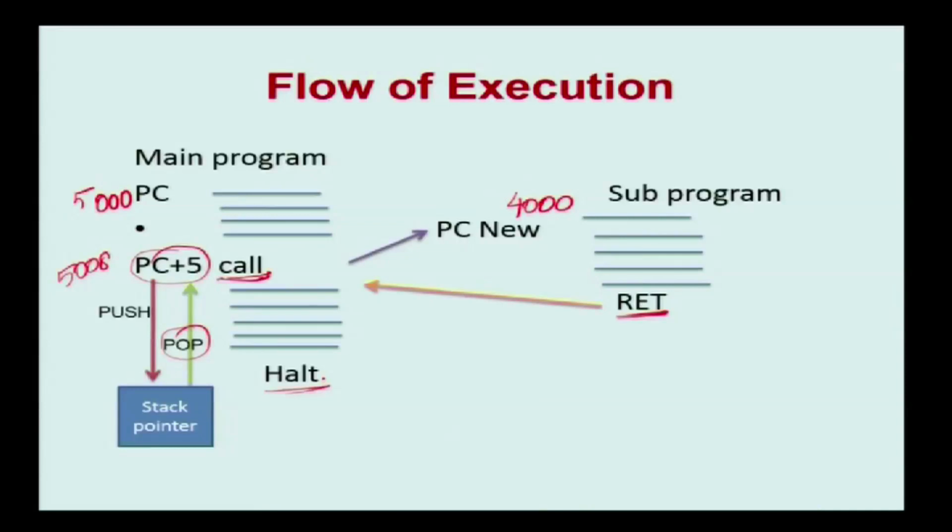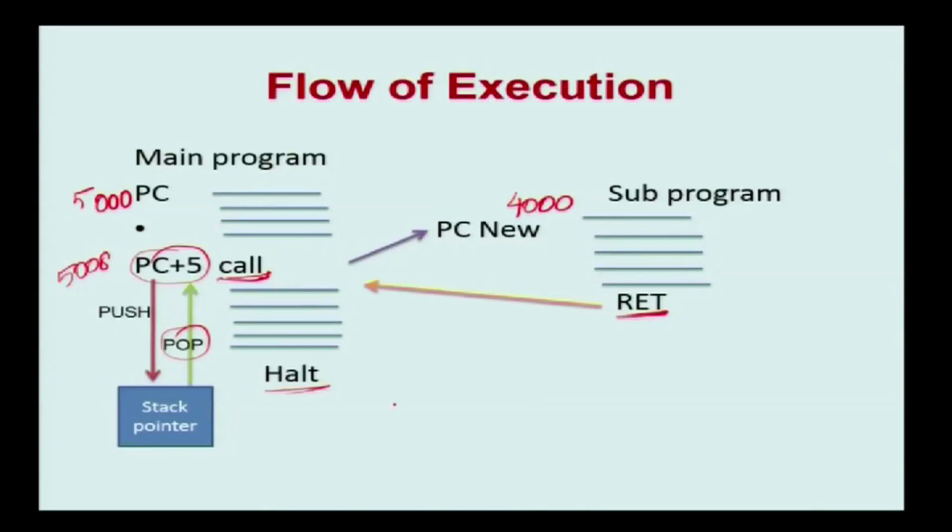Once we start the execution of the program, the starting address will be loaded in the program counter. The program counter address will be automatically increased. Then it will read the next continuous instructions. When it reads the call instruction, at that time it has to switch over to the subprogram. So, it will store the current address into the stack by using the push instruction. Then the new address, 4000, is loaded into the program counter. So, 4000 is the starting address of the subprogram.